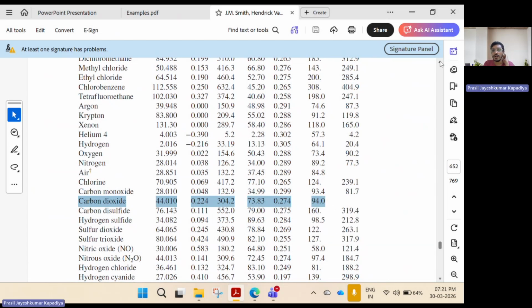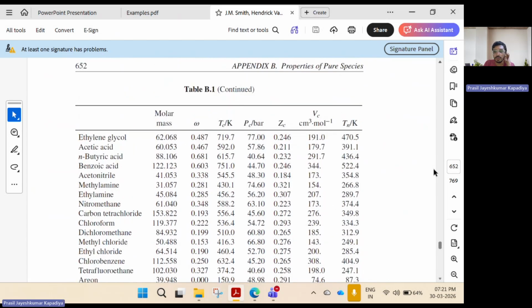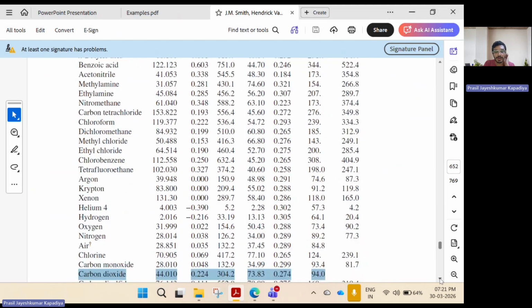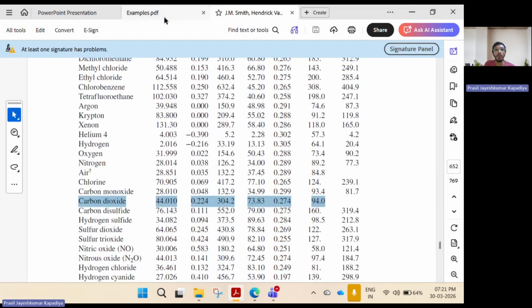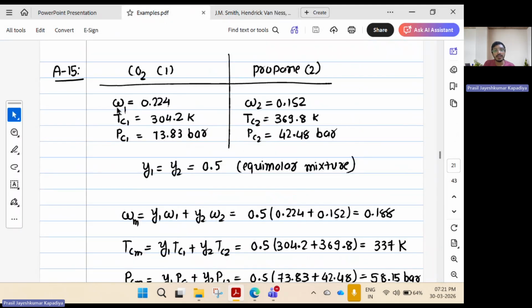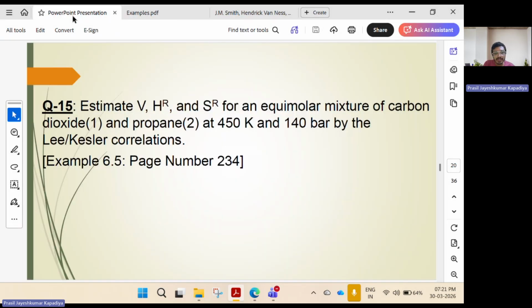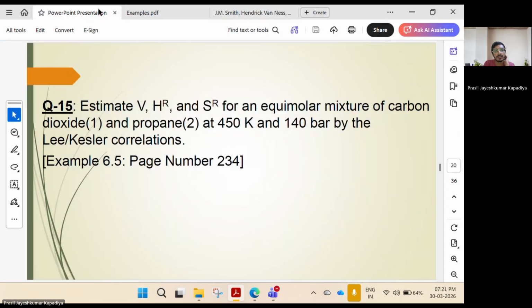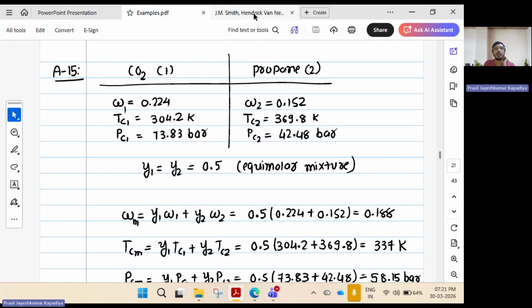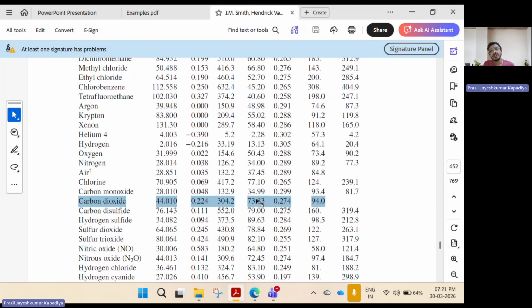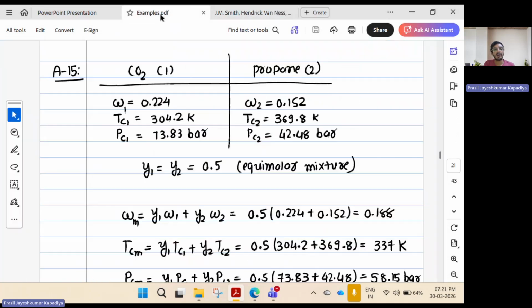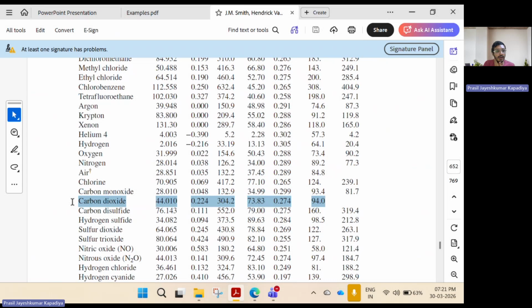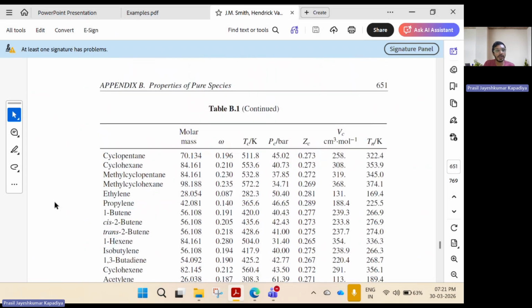So from here, we know that the omega eccentric factor of carbon dioxide is 0.224. So omega 1 is 0.224. Then the critical temperature is 304.2 Kelvin, and the critical pressure is 73.83 bar. Similarly, I need to find propane and list down the properties.